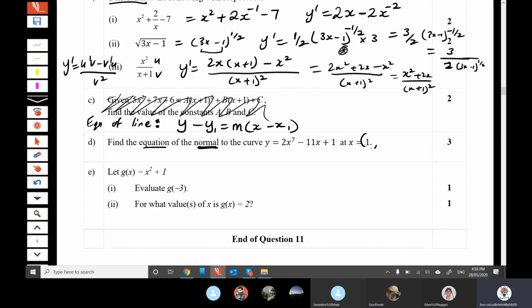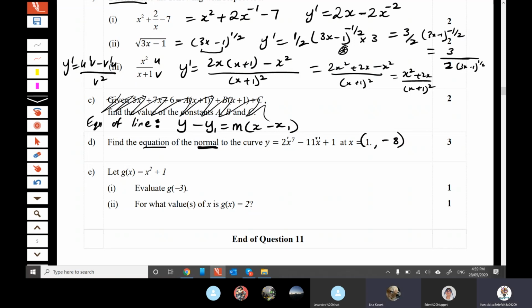If I sub in x is 1 here and x is 1 here, what letter would you solve for? y, obviously. Good. So 2, take away 11 is -9. -9 plus 1. Bingo. y is -8. You got yourself 1 mark out of 3. Okay. Equation of the normal. How do we find the gradient now?